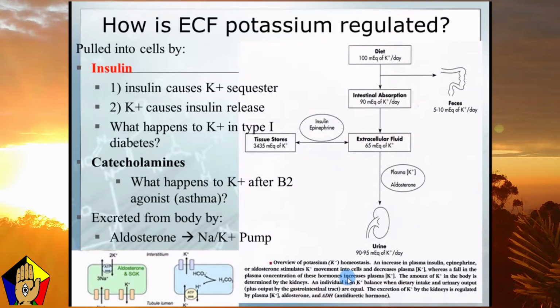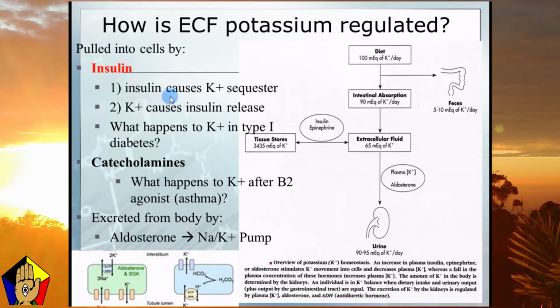So now you have to think about how the ECF potassium is regulated. There are a couple primary regulators. These you may not have heard of before. So insulin, I know you've heard of insulin, but insulin affects potassium. When insulin comes out into the blood, it causes potassium to go into cells. So insulin causes sugar to go into cells, but it also causes potassium to go into cells.